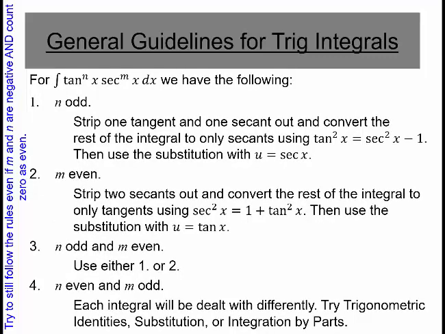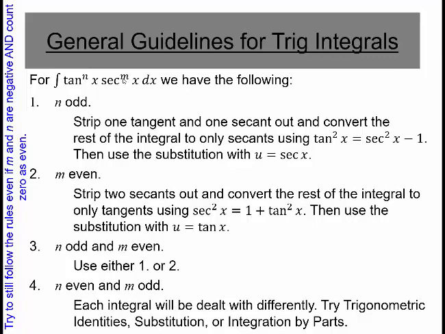All right, when you have integrals of the form tangent to the n of x times secant to the m of x dx, we have the following. If n is odd, strip one tangent and one secant out and convert the rest of the integral into secants using tangent squared x equals secant squared x minus 1. And then use the substitution u equal to secant of x. If m is even, strip two secants out and convert the rest of the integral to only tangents using secant squared equals 1 plus tangent squared. Then use the substitution u equal to tangent of x.